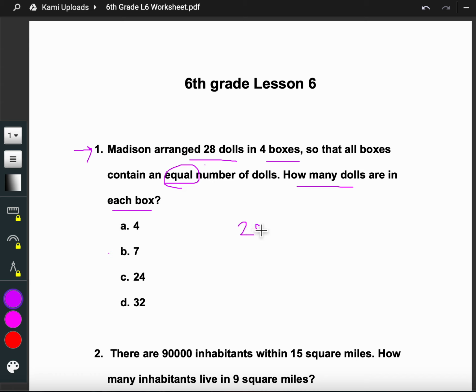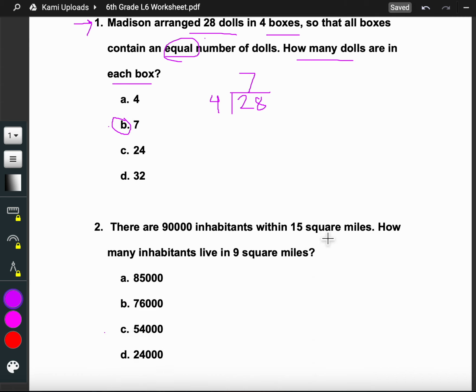So if you're not sure what the answer is and you need a little help, if you can't visualize it directly, it's 7. And you can also do the longer process. So 7 dolls are in each box.